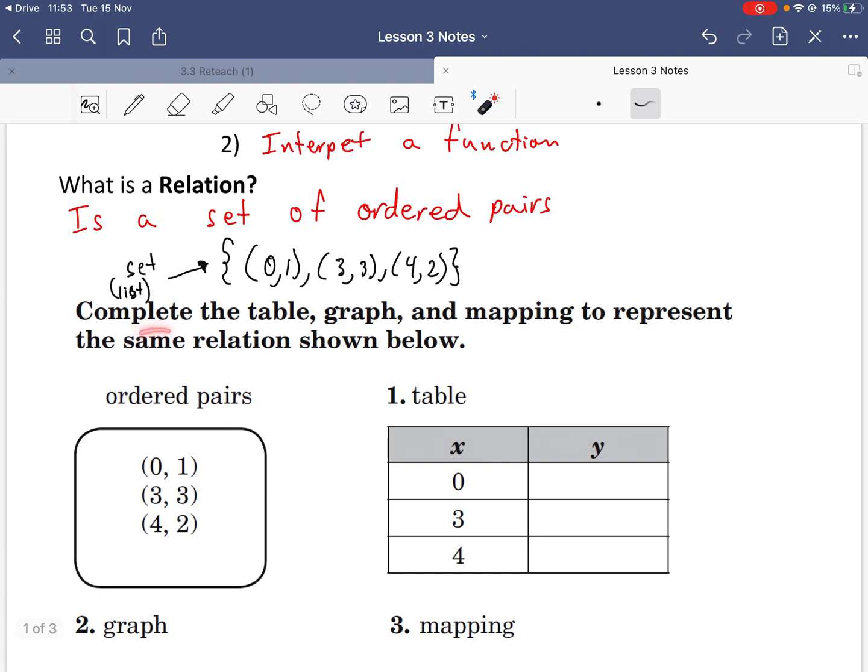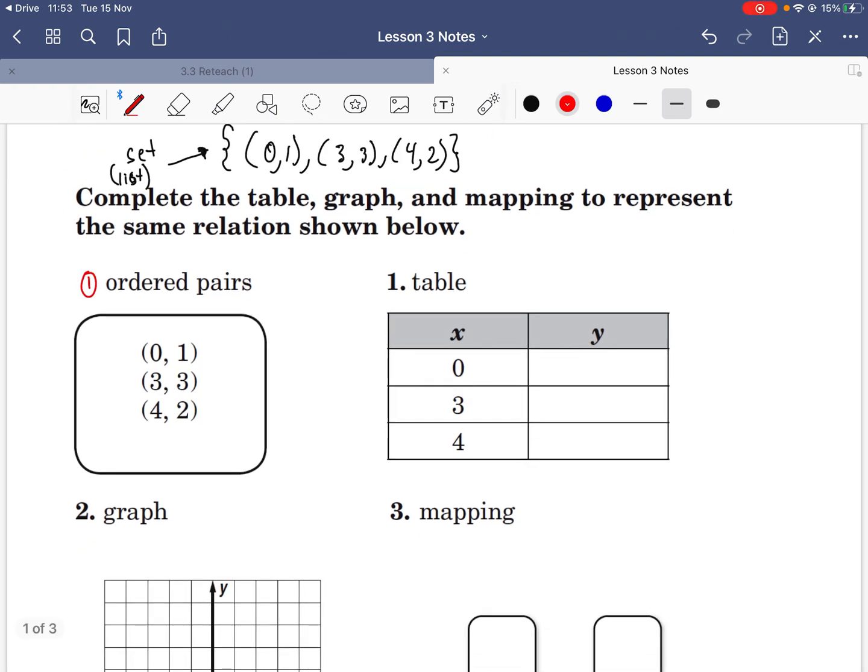So now we're going to complete the table, graph, and mapping to represent the same relation shown below. We can show a relation either through a set of ordered pairs, through a table, through a graph, and through mapping. So these points here, we are going to show on the table. So this is x: 0, 3, 4 and y: 1, 3, and 2. We can see that 0 goes with 1, 3 goes with 3, 4 goes with 2.